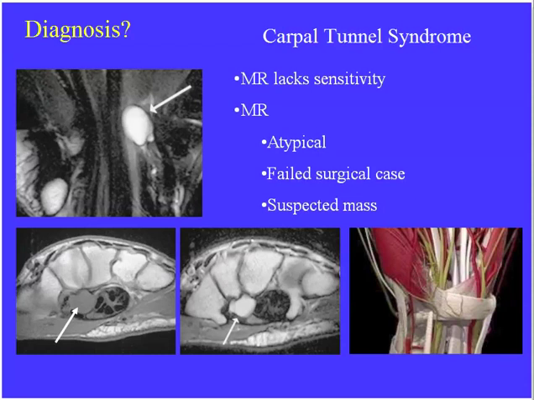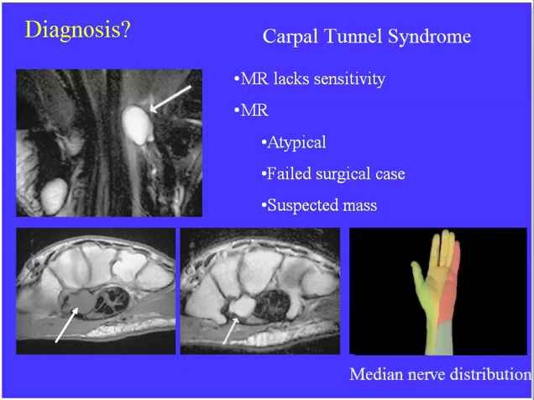Now, typically, MRI is not required as part of your workup of carpal tunnel. It's indicated if you have an atypical presentation, failed surgical case, or if for some reason you suspect a mass. In the majority of the run-of-the-mill carpal tunnel syndromes, MR has very little to offer. Again, that's going to be the median nerve distribution.